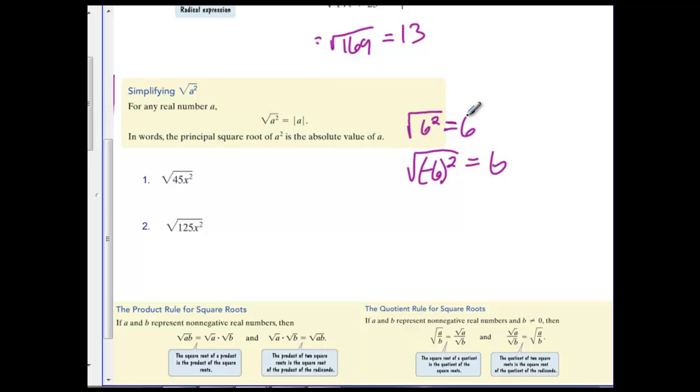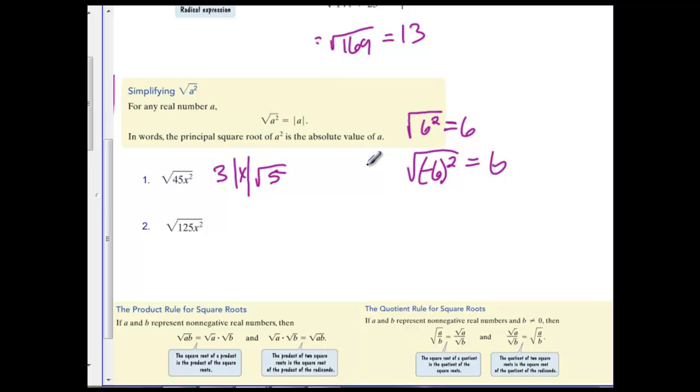So for number 1, the square root of 45. 45 is 9 times 5, right? So 9's a perfect square. So it's going to come out as 3, and that 5, there's nothing we can do with it. It stays inside. What about the x squared? Comes out as absolute value of x. So 3 times absolute value of x times the square root of 5. Yeah, so 3x root 5.